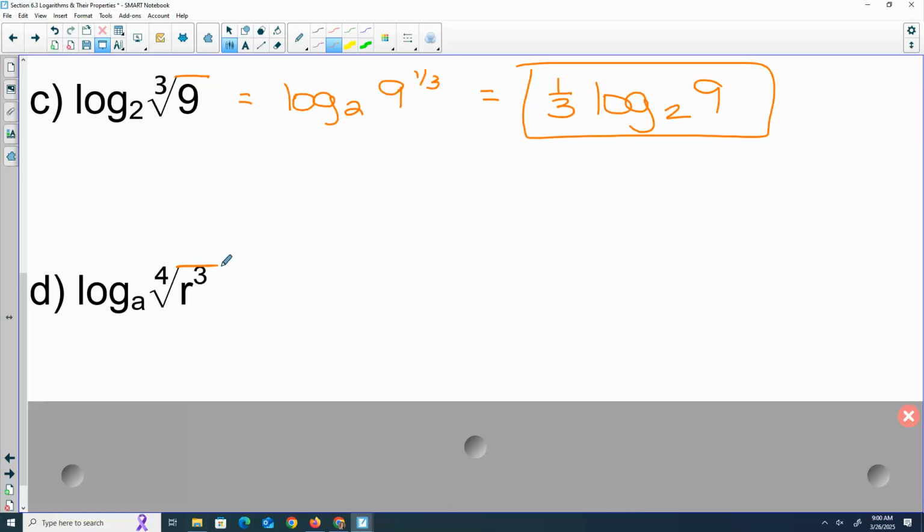If I said log base A of the 4th root of r cubed. Log base A of r, yep. The 4th root of r cubed is r to the 3/4, and properties of logs, that exponent can come down in front. So 3/4 log base A of r.